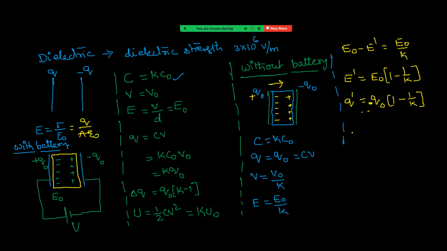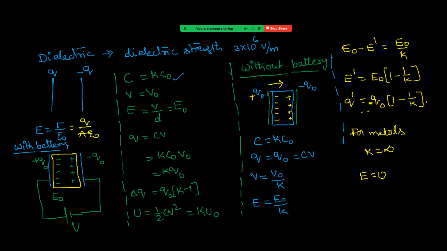And we know for conductors, or you can say for metals, the K value is infinity, right? So K value infinity means 1 by infinity, that is 0. So Q dash equal to minus Q naught. And I can say directly from here, K value infinity means E naught by K becomes 0. That means the field becomes 0 between the plates if we are placing a conductor.